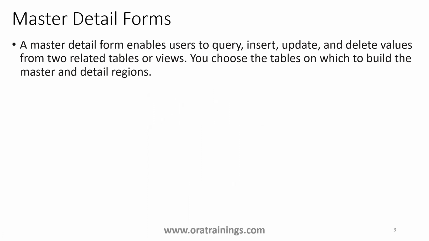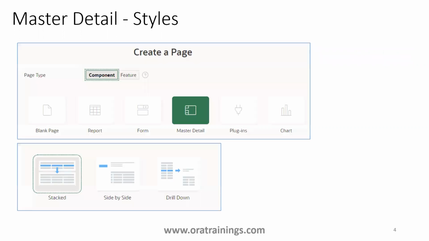Let us understand what a master detail form is. A master detail form is a page that allows us to perform all the DML operations, and it involves two tables: one is a master and another is a child. Now let us see the different master detail styles which are available.